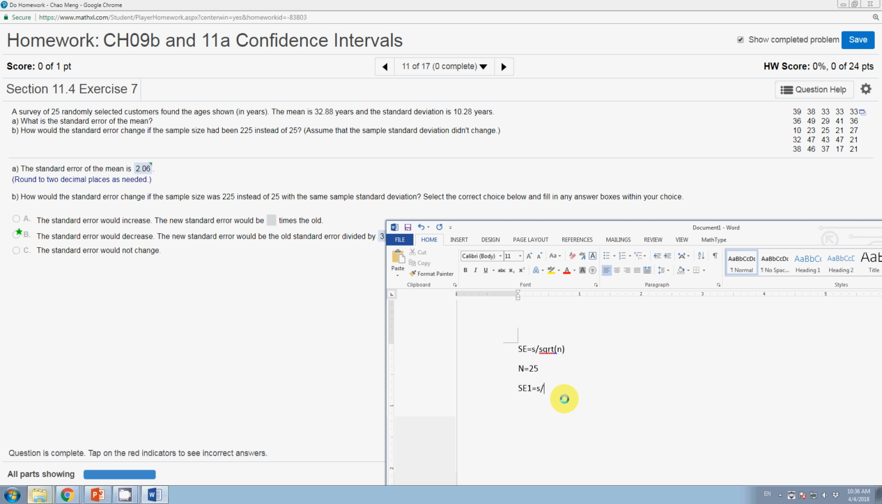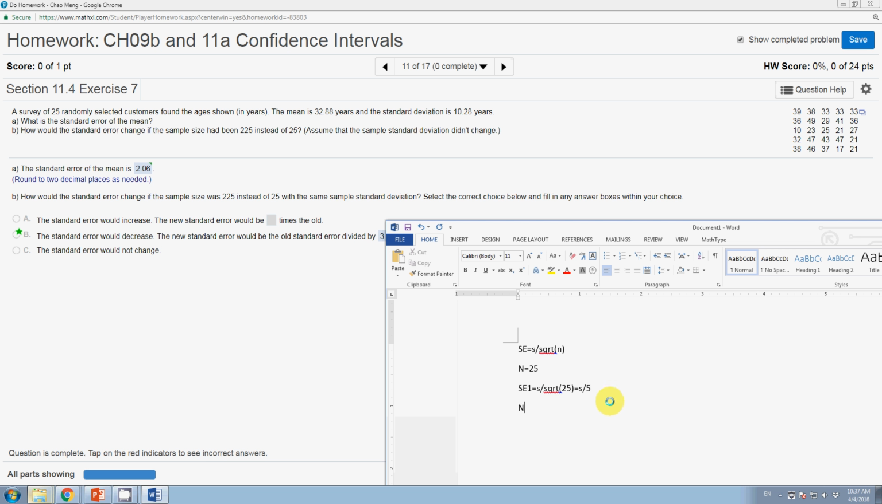Standard error 1 is equal to the sample standard deviation, let's keep it this way, divided by the square root of 25. That means the square root of the sample size 25 is equal to 5. Okay, so let's keep it this way.